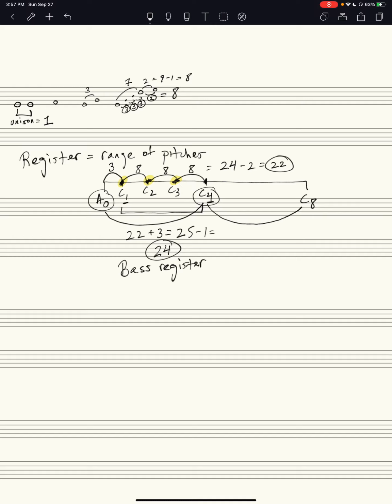Please notice that this word base is not spelled like baseball, B-A-S-E, but B-A-S-S. So just be careful not to pronounce this "bass," like you're about to go fishing, but rather just "base." So that's the base register. It covers the range of pitches from C4 down to the leftmost key on the keyboard, A0.